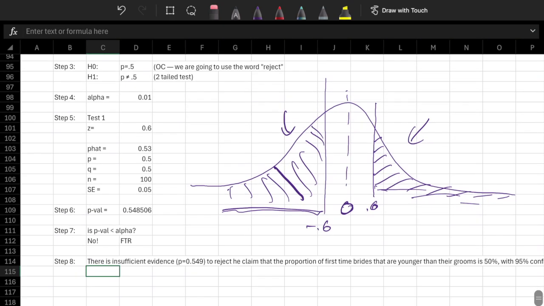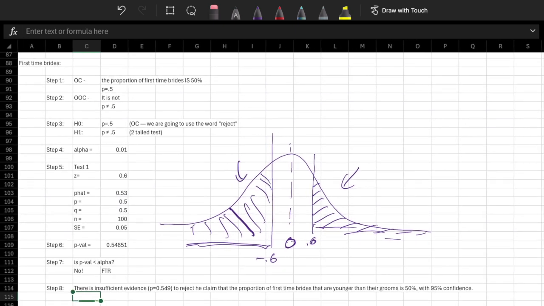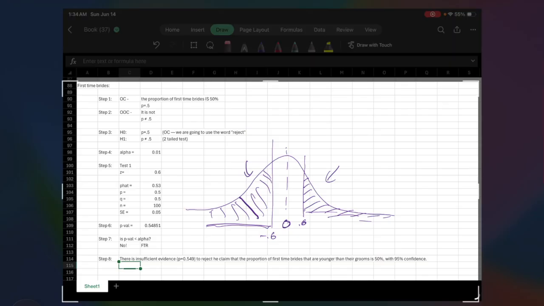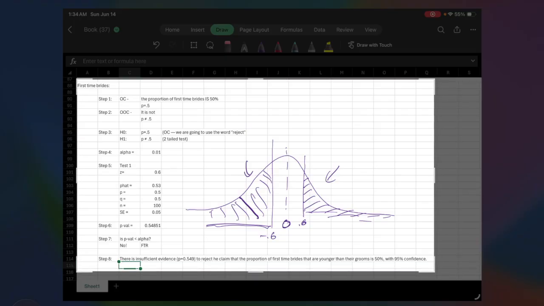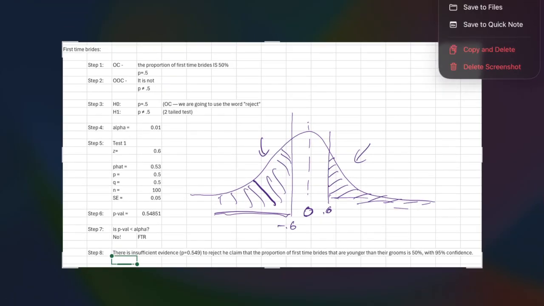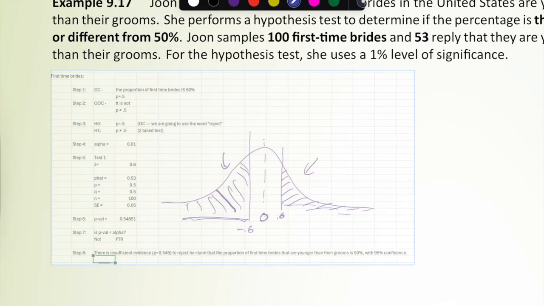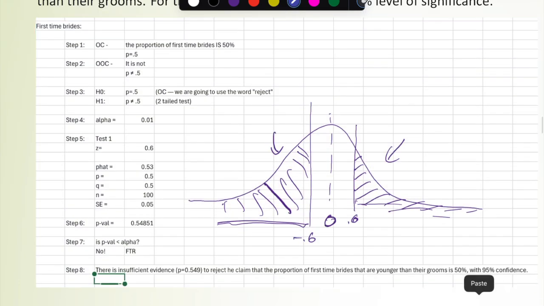All right. Okay, cool. So let's go ahead and screenshot that. Okay, copy and delete. Come back over here. Paste. All right.